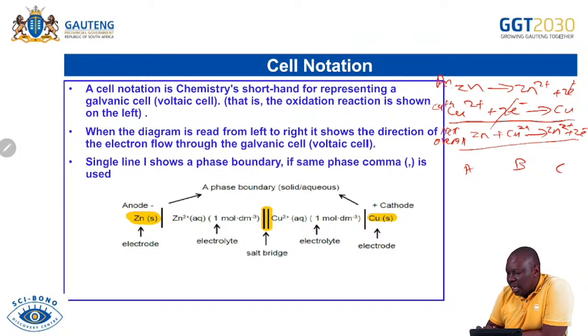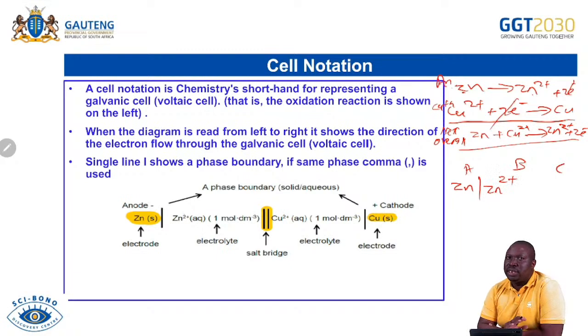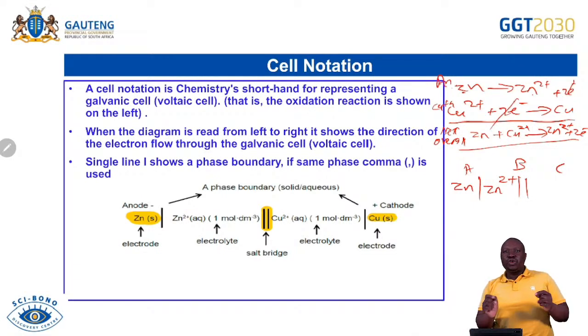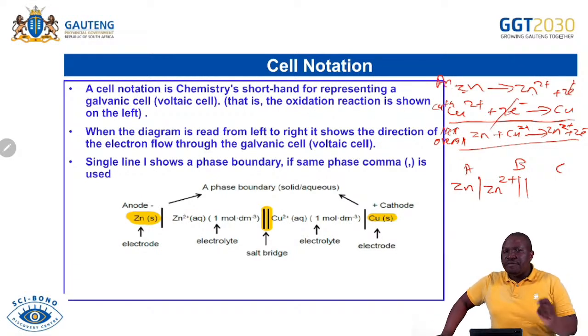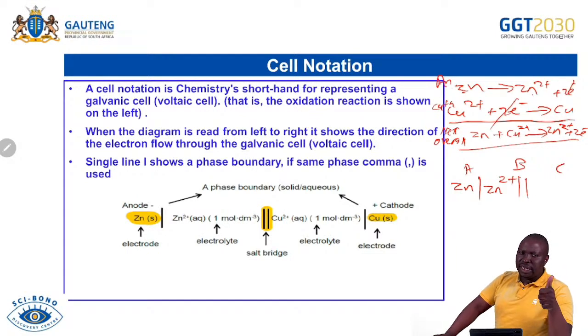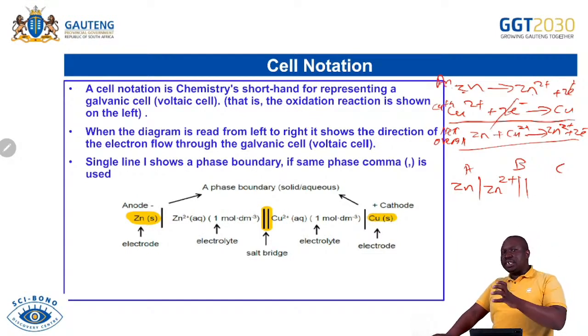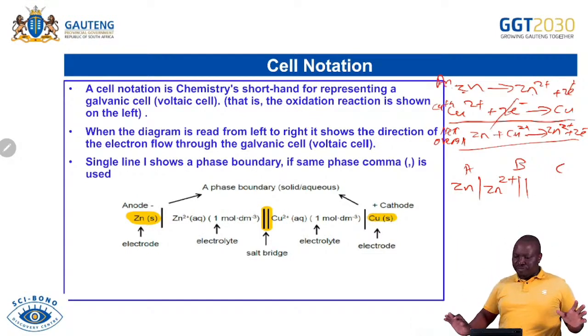So you will write anode is zinc becoming zinc 2 plus. So you have to know that for the anode, zinc becomes zinc 2 plus. That is the anode. Remember, in between we're having a salt bridge. Those 2 lines show you the salt bridge. I just told you the function of the salt bridge is to complete the circuit and to maintain electrical neutrality by allowing the flow of charges.